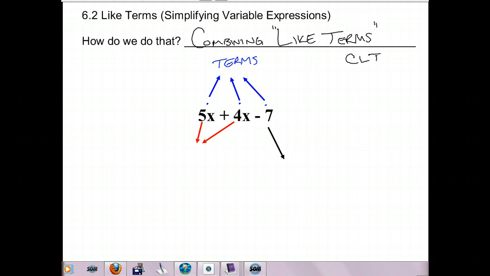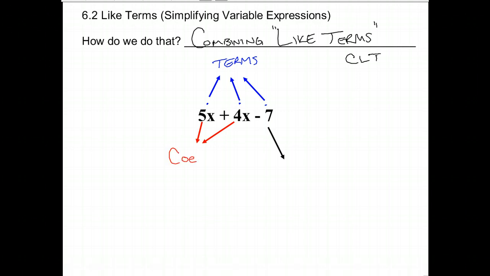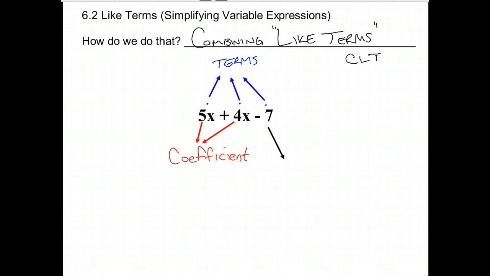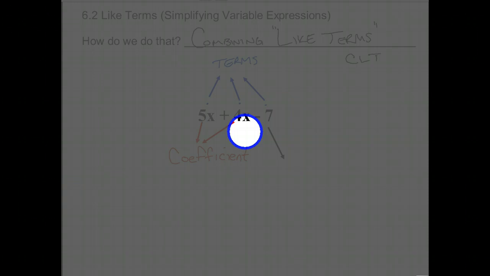Okay. The red arrows here are pointing to just the 5 and just the 4. Those are called coefficients. C-O-E-F-F-I-C-I-E-N-T. Coefficients. Just the 5, just the 4. Those are our coefficients. So the 5 being multiplied by x, we're just going to say the 5 is the coefficient, and the positive 4. Okay. 7 is not a coefficient because it doesn't have a variable after it.